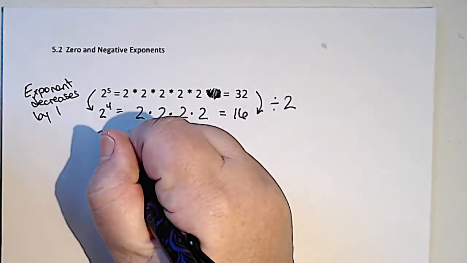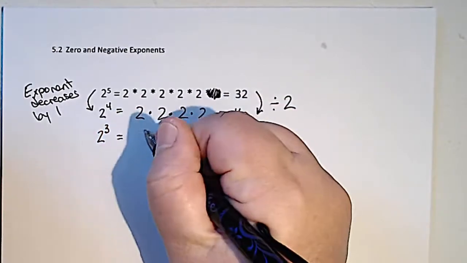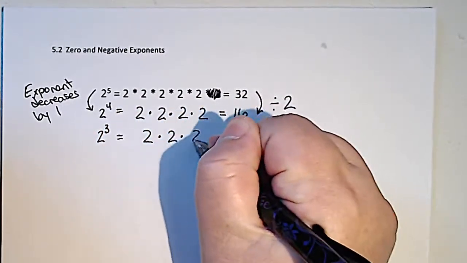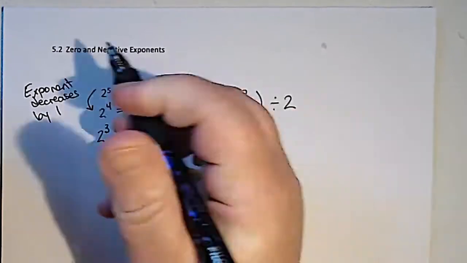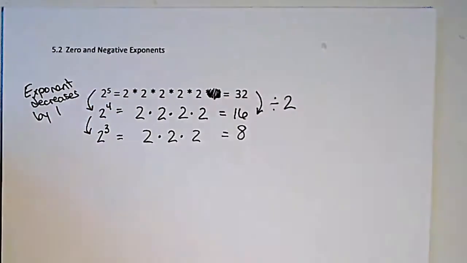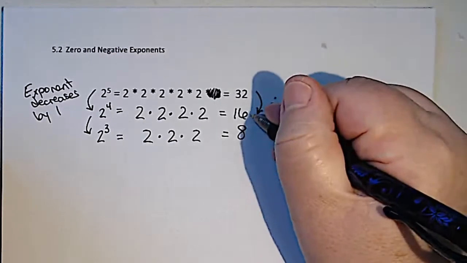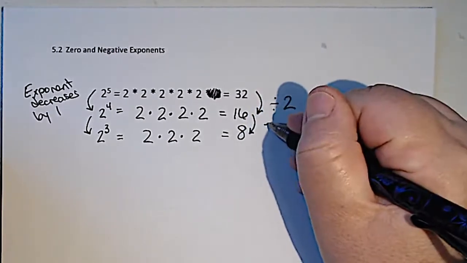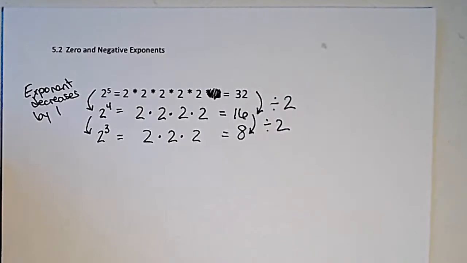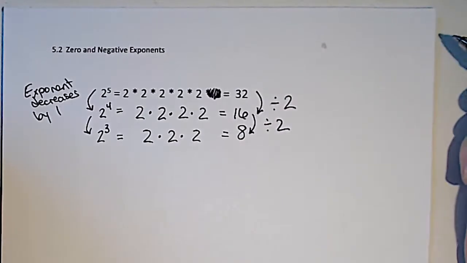So in our pattern, if I'm going to follow it, the next one is 2 cubed. 2 times 2 times 2, which equals 8. So over here on the left, do we stick to the pattern? Yeah, the exponent decreased by 1. And over here, if I go from 16 to 8, am I dividing by 2? Absolutely. Now we have a pattern that seems to be sticking.